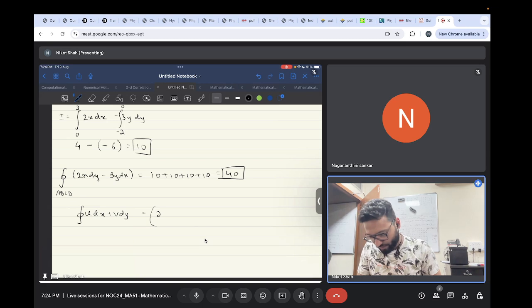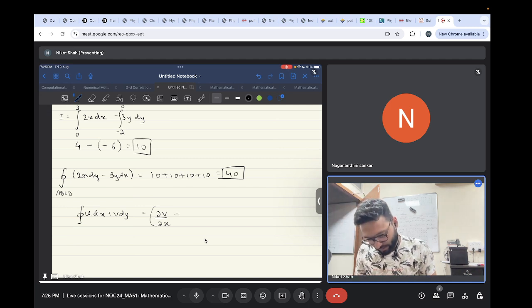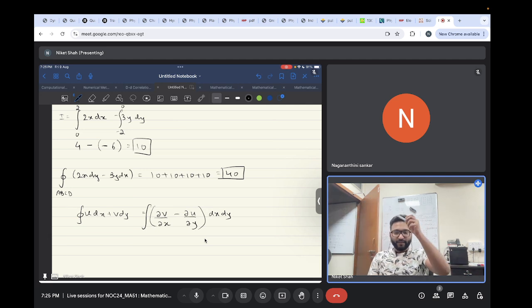Okay, so it's del v by del x, right? Del v by del x minus del u by del y into dx dy. It converts it to a surface integral. A line integral around a particular closed path is converted to a surface integral over the surface which is enclosed by this path. So that's Green's theorem basically.